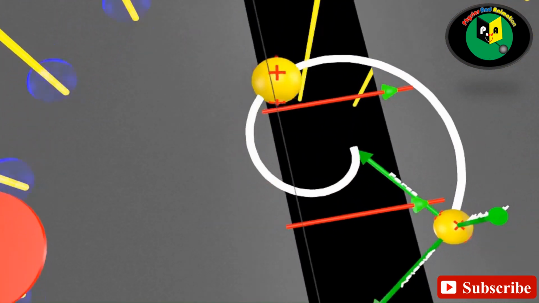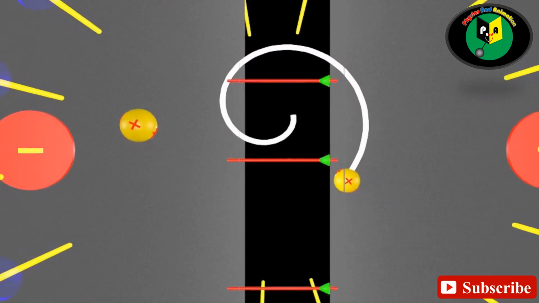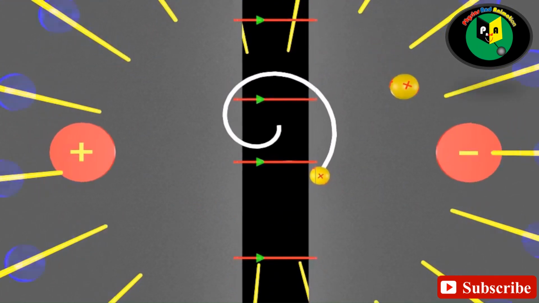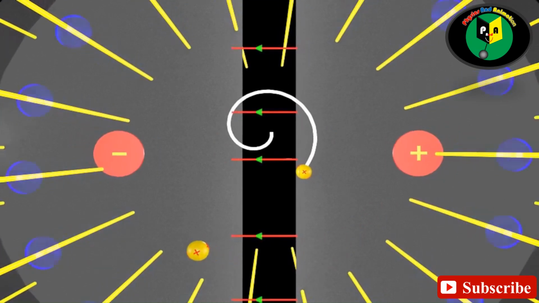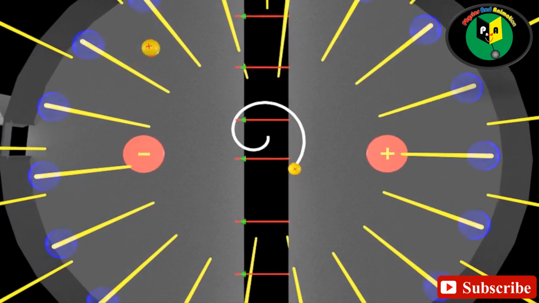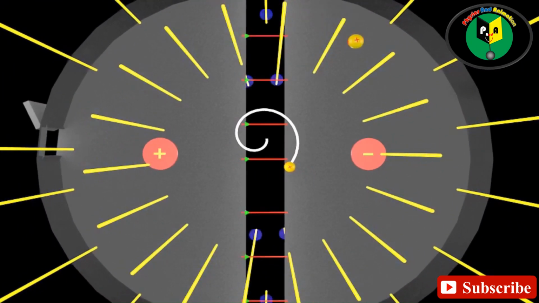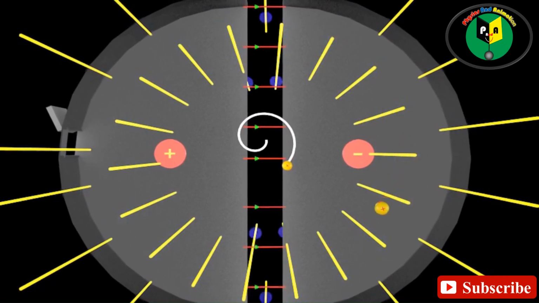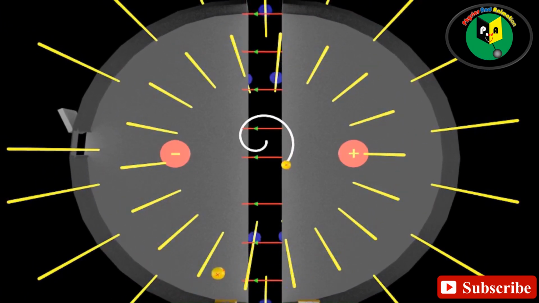Every time the positive particle moves from one D to another D, it is acted upon by the electric field, and the positive particle is accelerated, which also increases the velocity of the positive particle every time it moves from one D to another D.